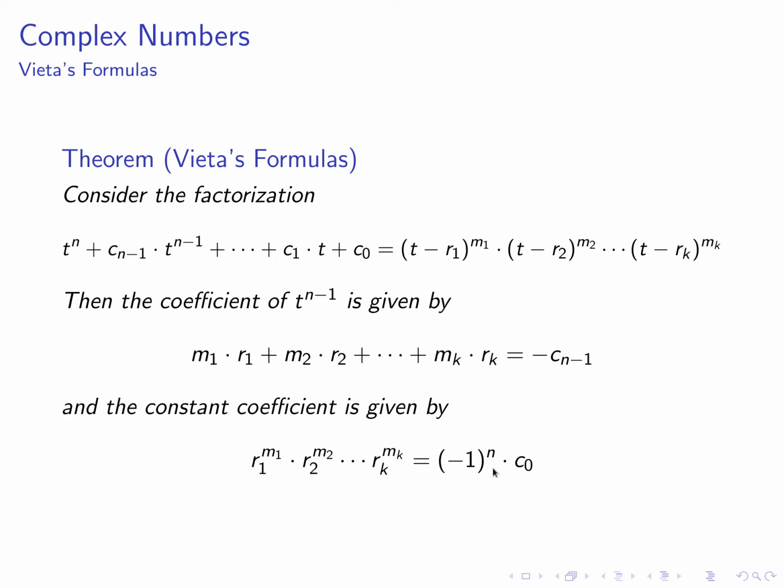There's also a formula relating the constant coefficient in the polynomial to the roots. And what this formula says is that if we take the constant coefficient and multiply by -1 to the degree of the polynomial, that is always equal to the product of all of the roots, where each root is raised to the power of the multiplicity.